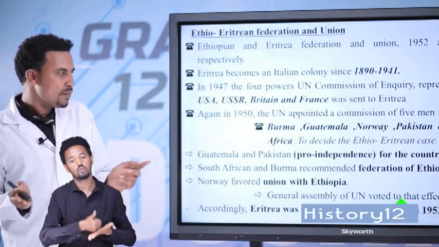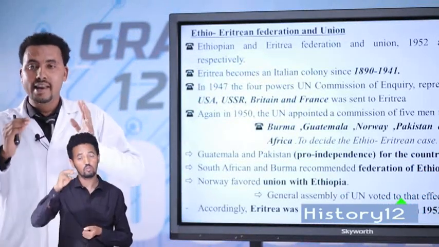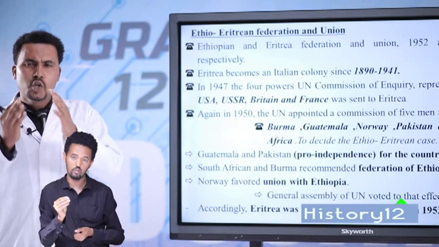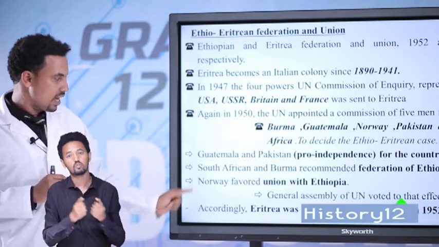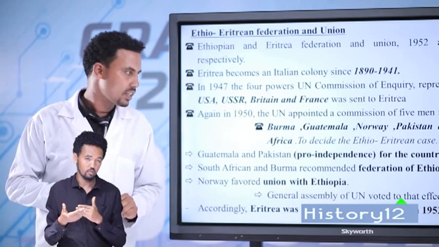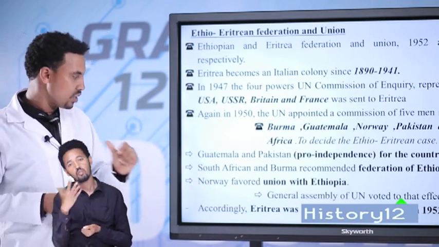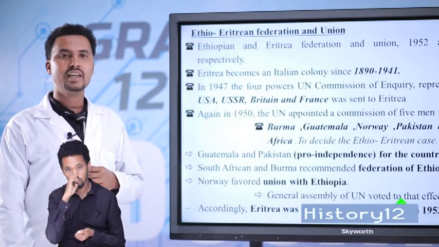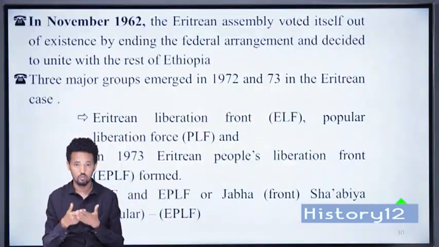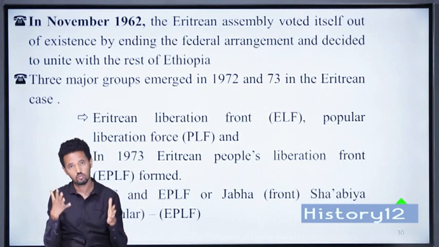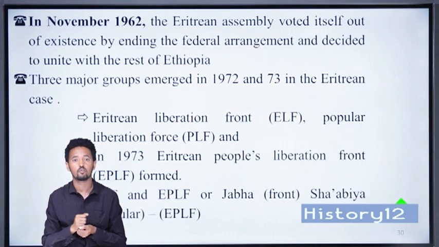While South Africa and Burma supported the federation of Eritrea with Ethiopia, Norway supported union with Ethiopia. Then the General Assembly of the UN voted to that effect, and Eritrea was federated with Ethiopia in 1952. In November 1962, the Eritrean Assembly voted to end the existing binding federal arrangement and unite with Ethiopia.